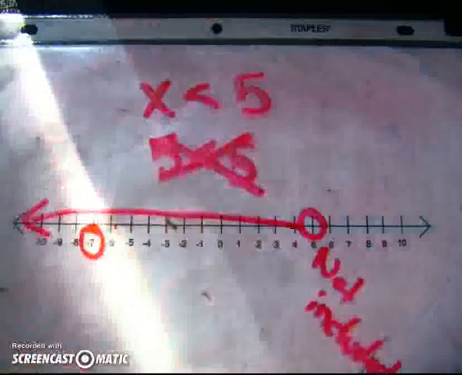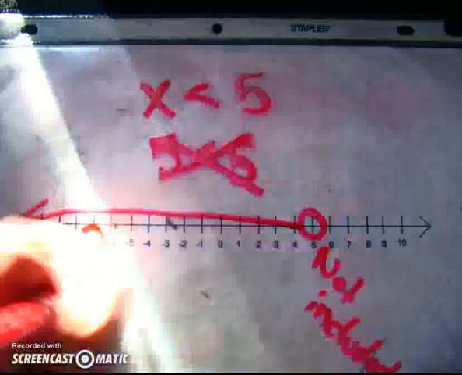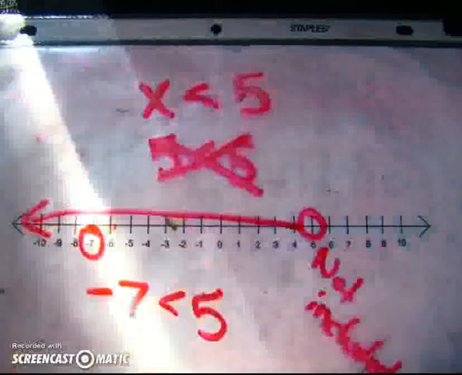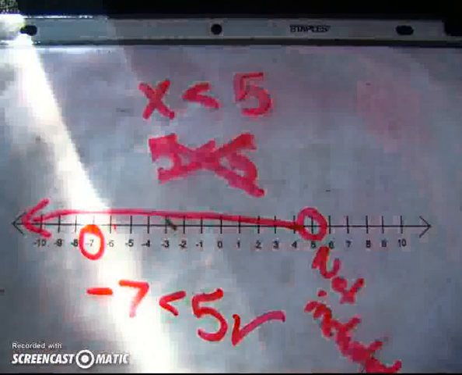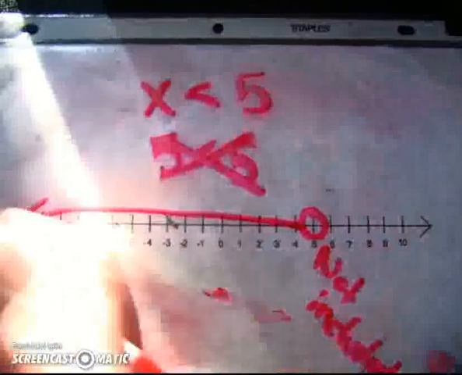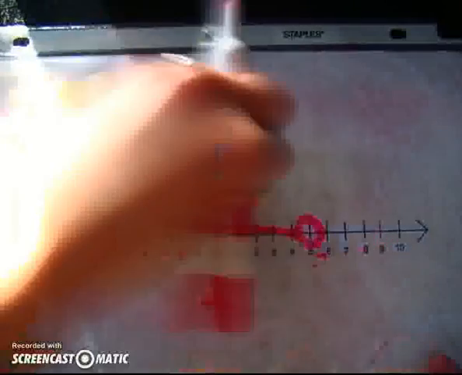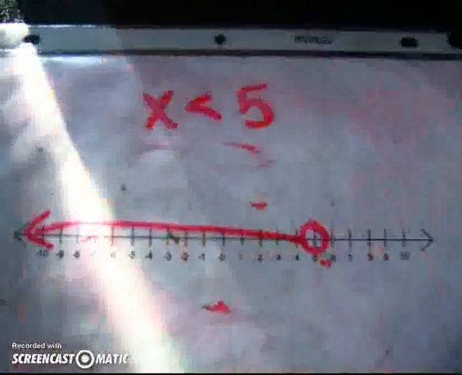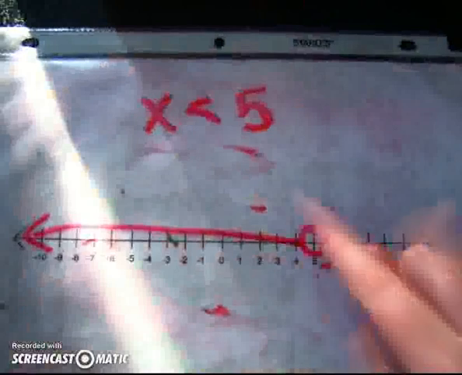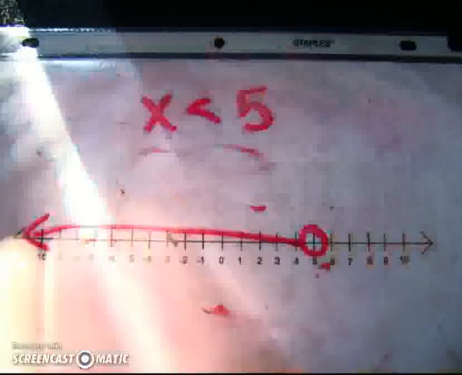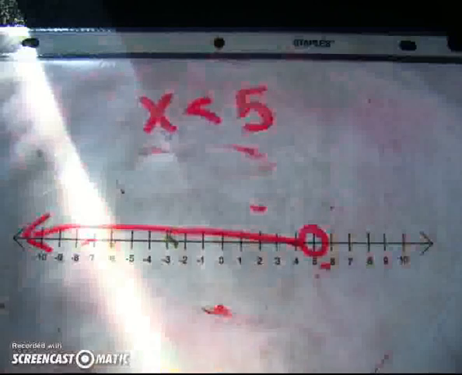If you wanted to check your work, you could pick any random number. Let's do -7 on your solution. Is -7 less than 5? Yes, it is. Check. So here is how we graph x is less than 5. 5 is not included because it's strictly less than, and then all the numbers less than 5 are in that direction.